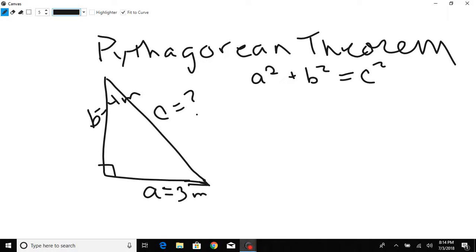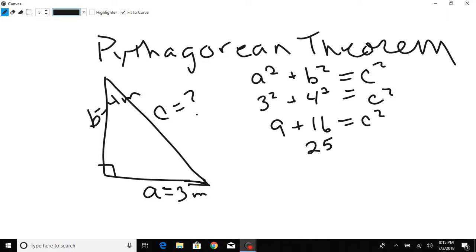So I can say 3 squared plus 4 squared is equal to C squared. Well, we'll simplify on the left side here. We got 9 plus 16 is equal to C squared. 9 plus 16 is 25, equal to C squared.